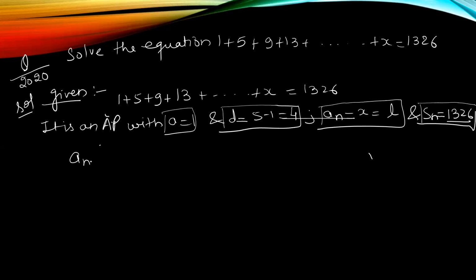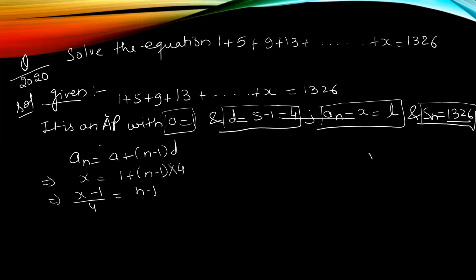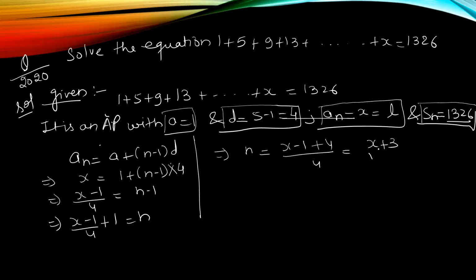So now we know that an equals a plus (n minus 1)d, right? Which implies x is equal to 1 plus (n minus 1) multiplied by 4, which gives (x minus 1) upon 4 equals n minus 1. Further, you will get (x minus 1) upon 4 plus 1, which is the value of n. Solving it, you will get (x minus 1 plus 4) upon 4, which is (x plus 3) upon 4. So your n is (x plus 3) upon 4.